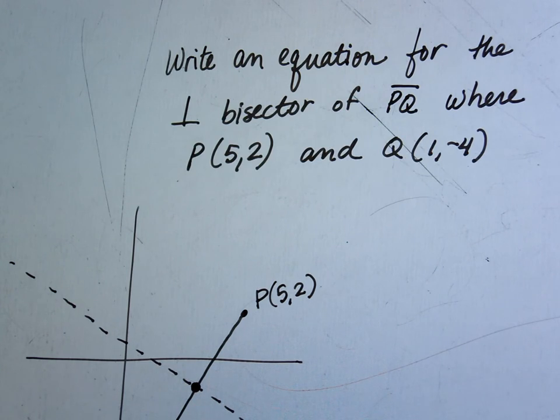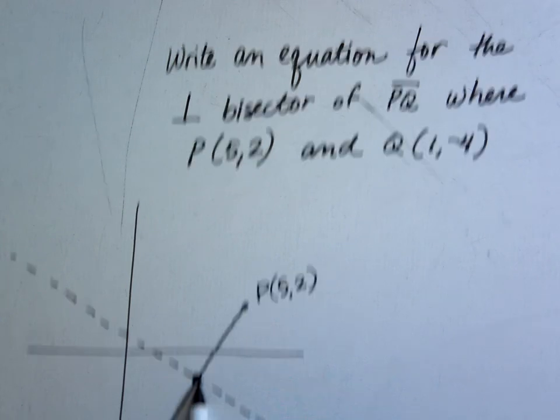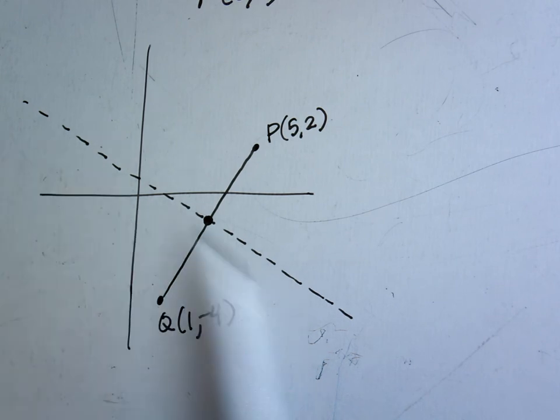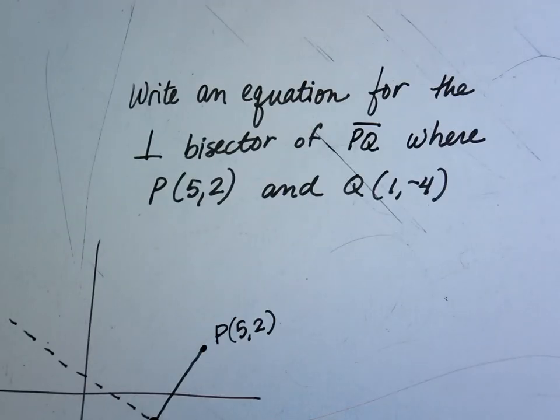If it's perpendicular, then these two should have opposite reciprocal slopes. If it's a bisector, it needs to go right through the midpoint. So those are the two facts I'm going to use to help me find this equation. If my dotted line here, the equation I'm trying to look for, says write an equation for the perpendicular bisector, so I'm trying to find the perpendicular bisector.